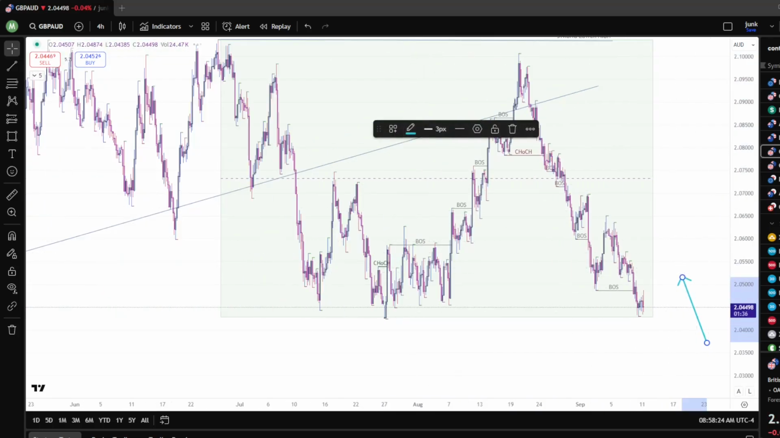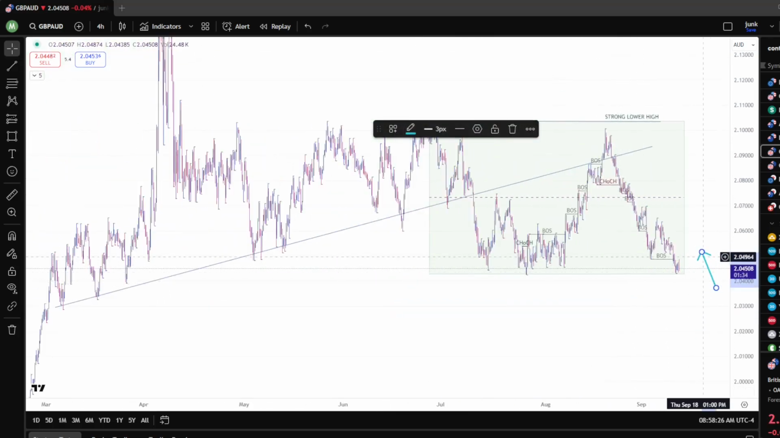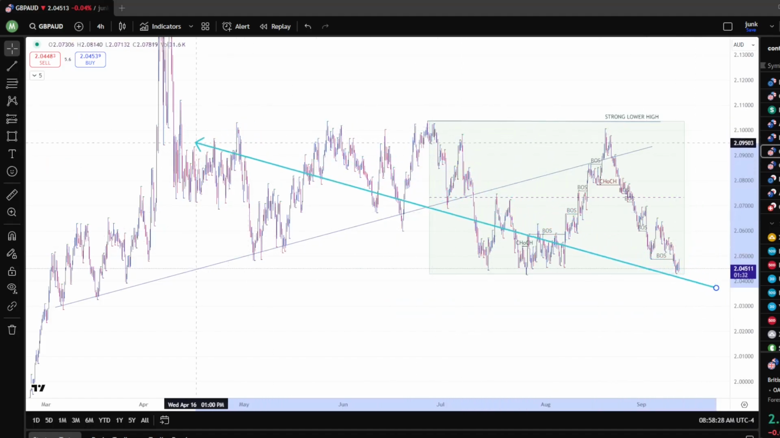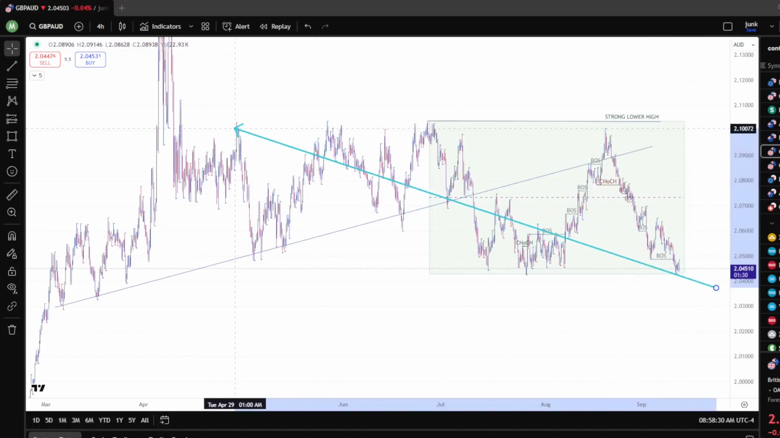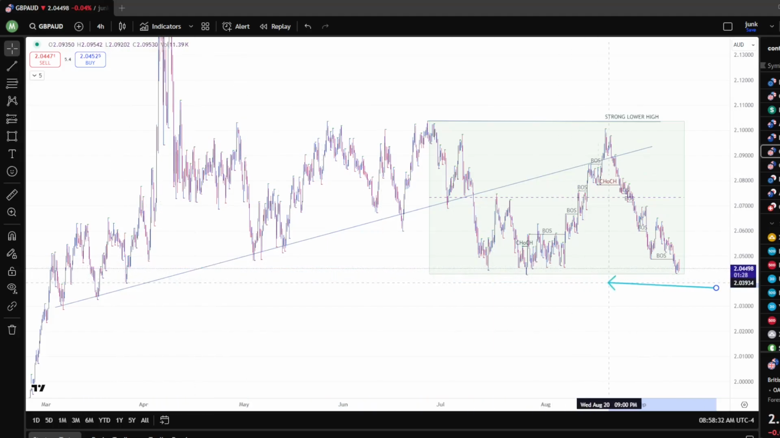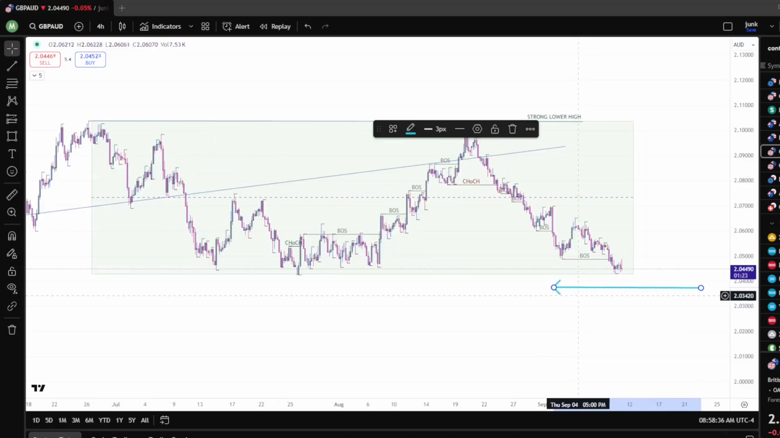But overall, with this chart, it's just been really consolidating, with this being resistance and this overall area where price is now being support. So just have to look for momentum to pick up.